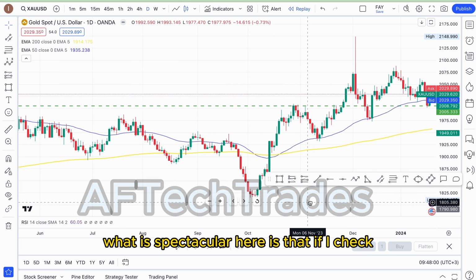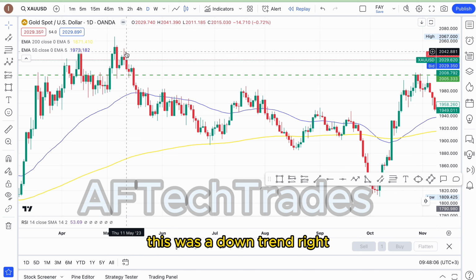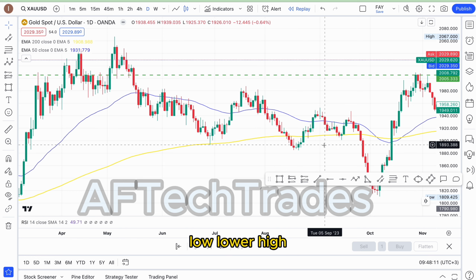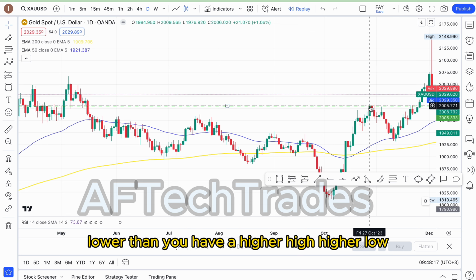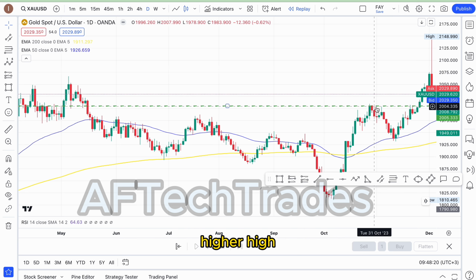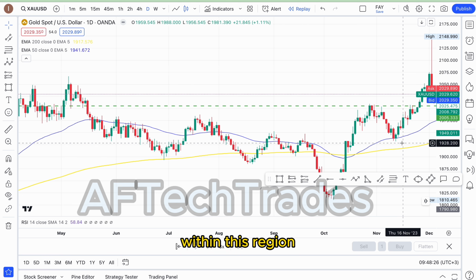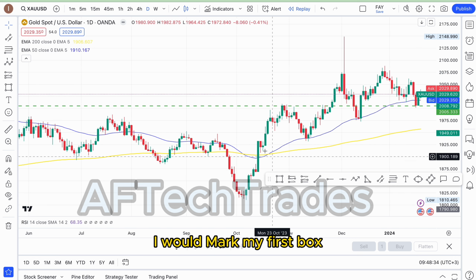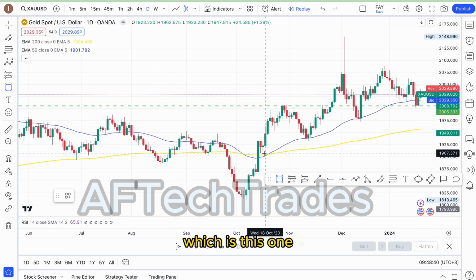What is spectacular here is that if I check, this was a downtrend, right? Lower low, lower high, lower low, lower high, lower low, lower high, then lower low. Instead of a lower high, you then have higher high, higher low, higher high, higher low, right? Higher high. Which means there is a change of character within this region, and in that case I would mark my first box, which is this one.